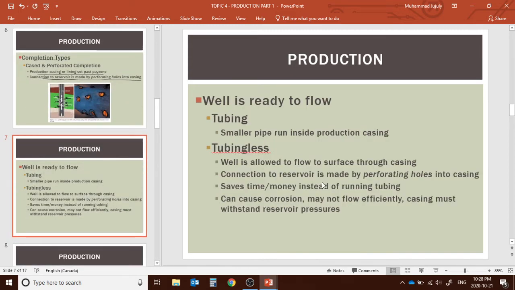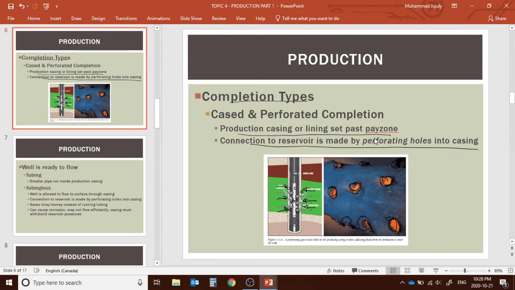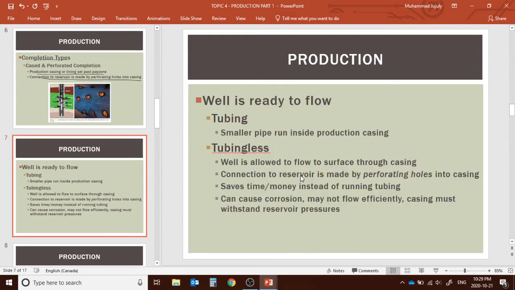Now the tubing, what is tubing? So this is the production casing. That means from this hole, the oil and gas, the reservoir fluid, comes through here, and then we have to take it to a tube, a pipeline, okay. So the pipeline attached inside, that we call the tubing. So it is a smaller pipe run inside along the production casing.